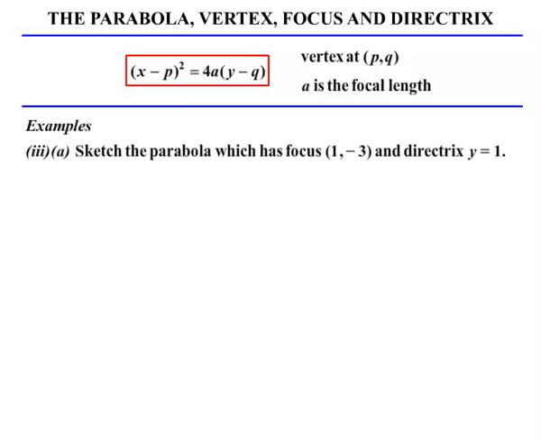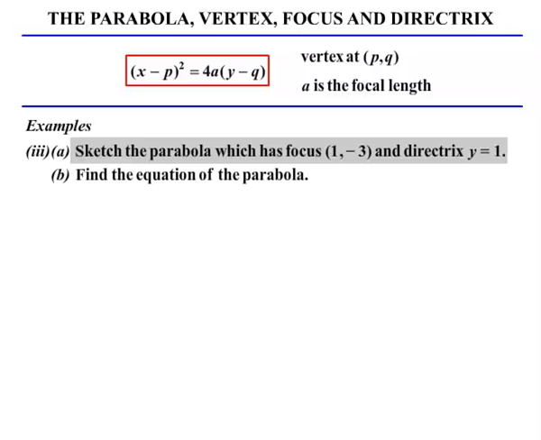Our third example here, we need in part A to sketch the parabola which has focus 1, minus 3 and directrix y equals 1. And part B, find the equation of the parabola. Now let's just draw the sketch firstly. Now the focus, 1, minus 3. Let's write that in.